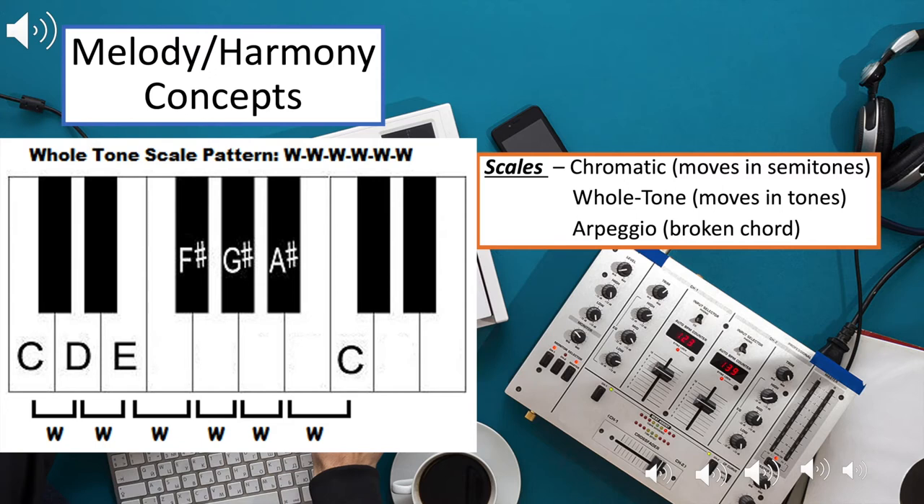Then we've got G sharp, A sharp, as we've got those white notes in between, and then we finally finish on a C again. So let's have a listen to a whole tone scale, which moves in the space of tones, which is two semitones.